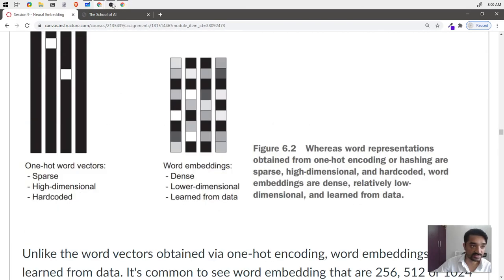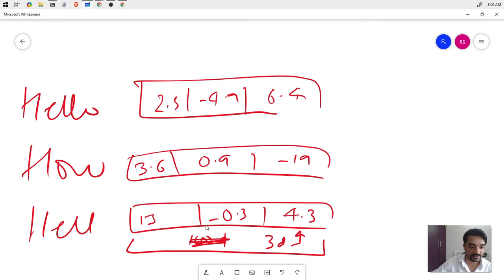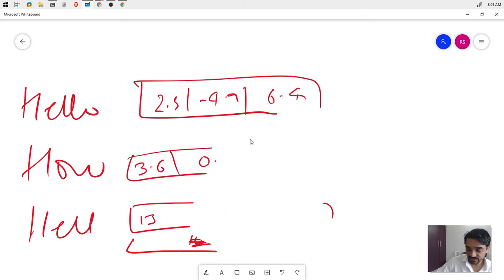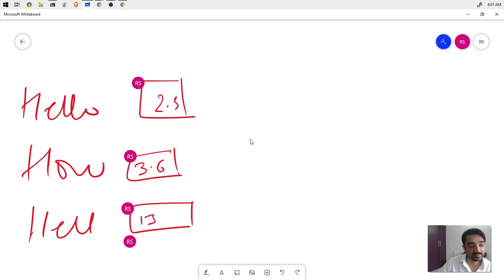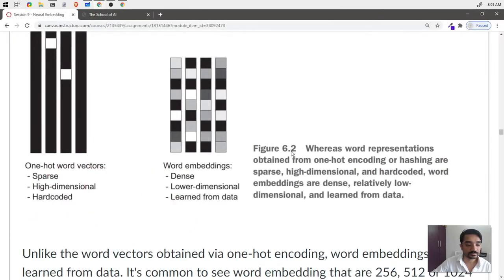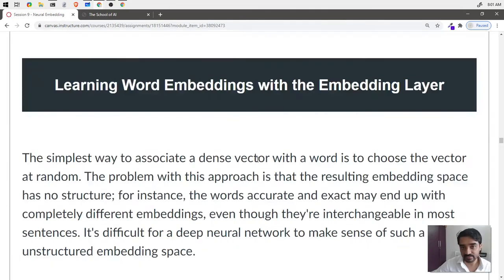It is dense, right? You can see there are 12 numbers here. But if I have 50,000 words, or let's say even 40 words, then this would be very difficult. In fact, because I just have 3 words, I don't even have to look at these high dimensions. The number of dimensions actually comes from the fact that we have far more words. If I have only 1 dimension, I can still represent this, right? So hell is 13, how is 3.6, and hello is 2.3. I'm done. It is low dimension, it is dense, but it's not learned from data. That is why random embeddings are not used.